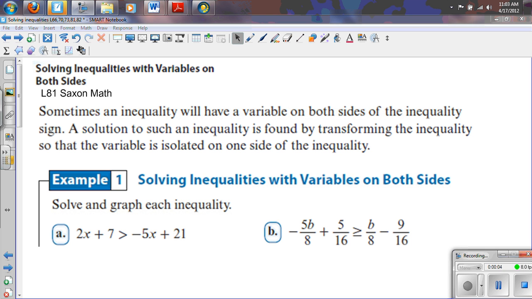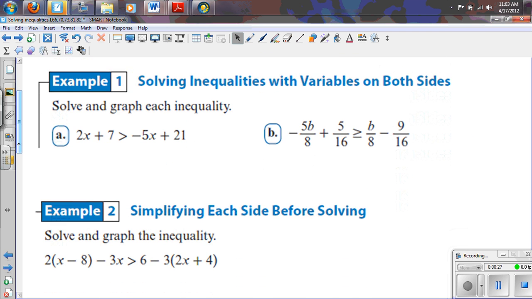Solving inequalities with variables on both sides. Sometimes an inequality will have a variable on both sides of the inequality sign, so a solution is found by solving those inequalities. And so we solve them just like we would solve an equation with an equal sign. So if you look at this first problem, we're going to add 5x to both sides.